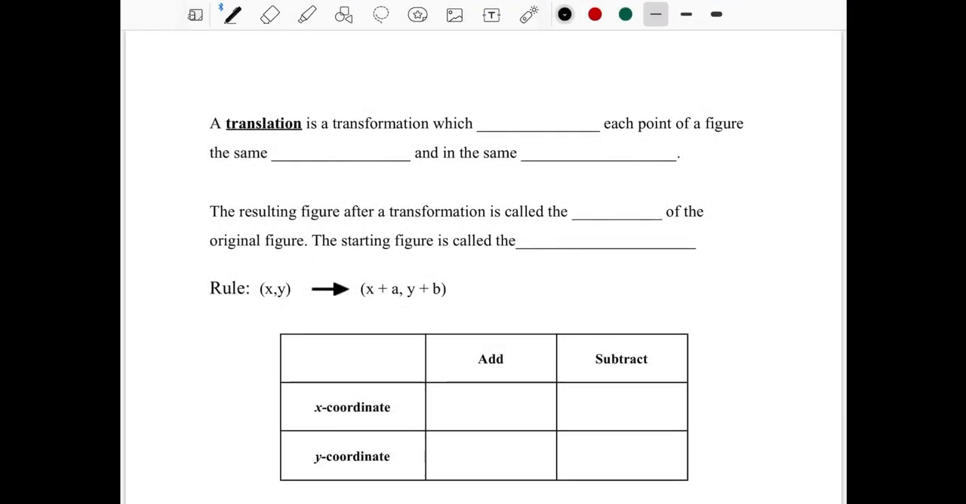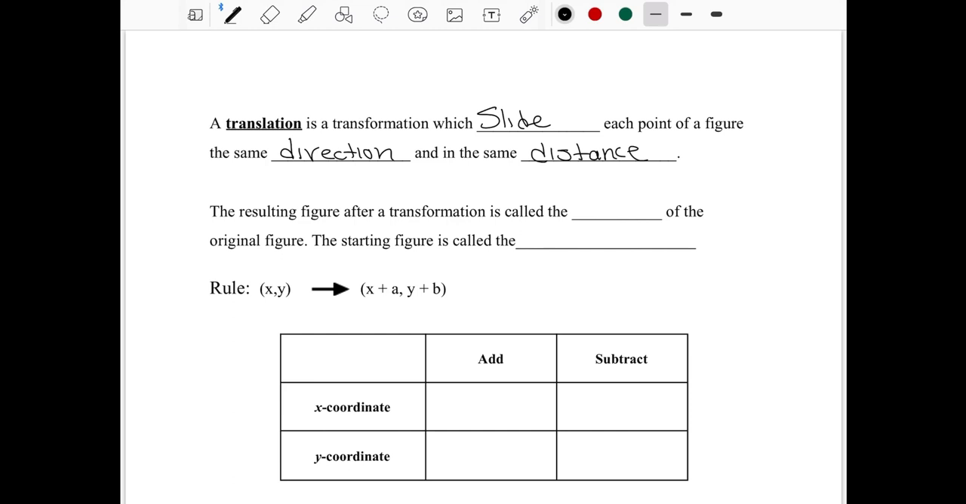Today we're going to be talking about translations. A translation is a transformation that we're going to use to slide each point of a figure in the same direction and in the same distance. So no matter what we do or what the shape that we have on that graph, it's all going to move the same direction in the same distance.